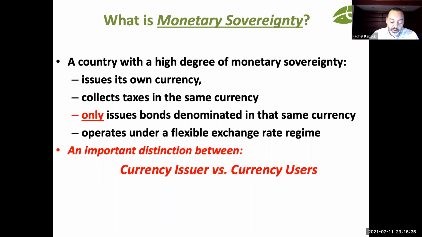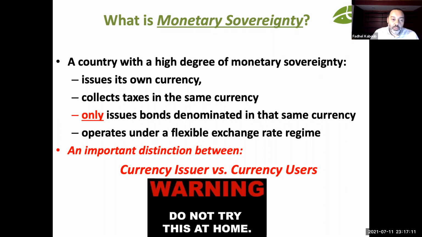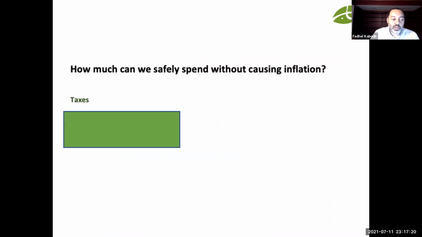An important distinction here, obviously, is between currency issuers and currency users. So sovereign governments are currency issuers. You and I are currency users. In order to spend, we have to earn an income or borrow it from somebody. And as a result, that debt that we accumulate becomes a real burden on us, currency users. And if you're a developing country and you borrow in a foreign currency, you become a currency user. And as a result, that external debt becomes a real financial burden that must be paid at some point in the future, and so on. So don't try this at home. This high degree of monetary sovereignty that I described here is for sovereign currency issuers, not currency users.